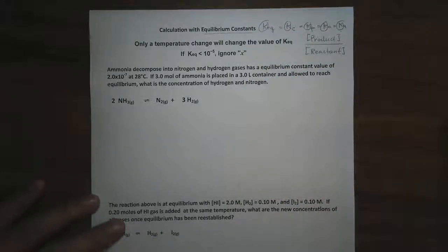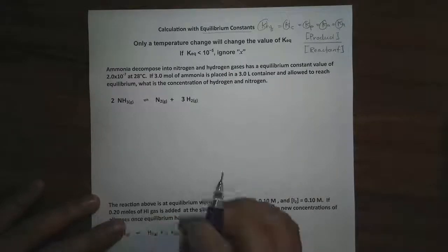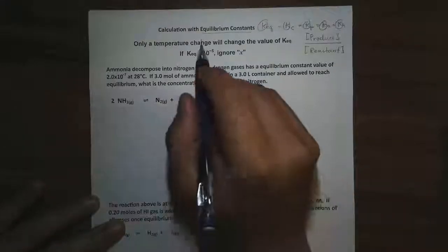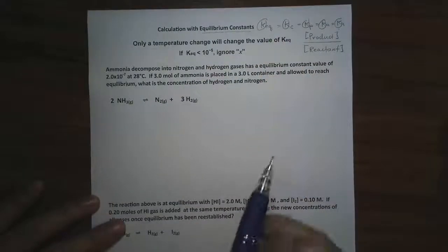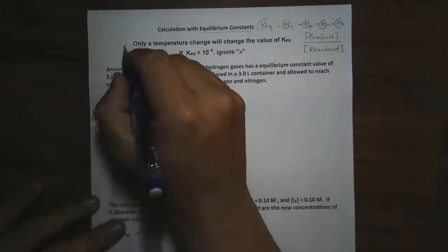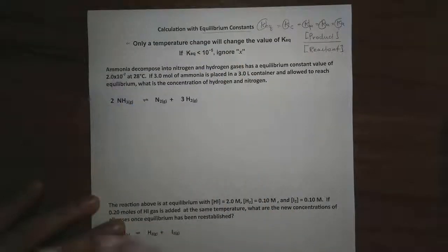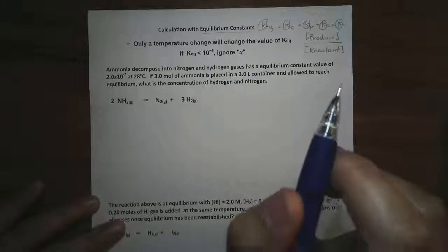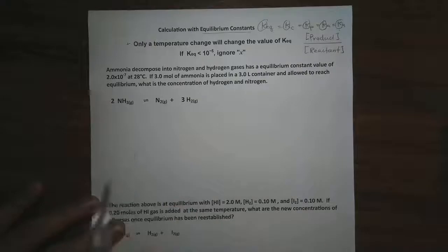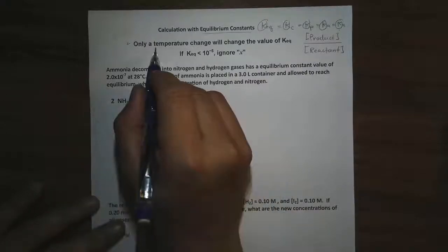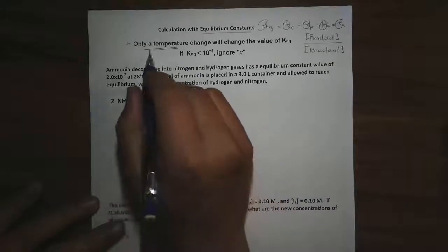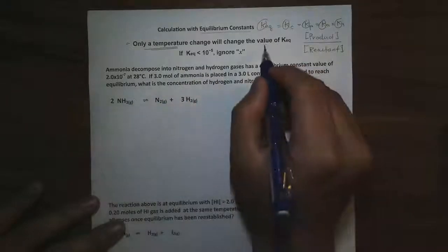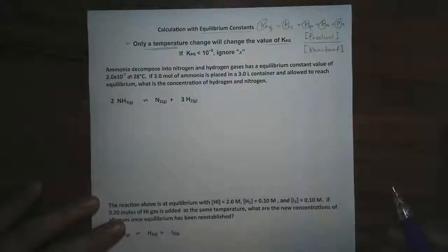Now in this case, we are going to look at a more advanced problem with the calculation of the equilibrium constant. There are two things that you need to keep in mind. The first one is that the equilibrium constant will always stay the same, and the only time the equilibrium constant changes is when the temperature changes. So only a temperature change will change the value of the equilibrium constant.